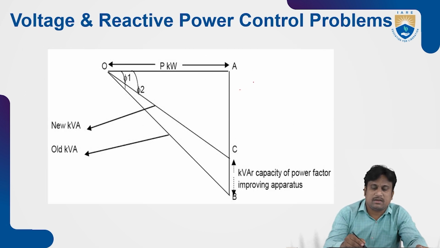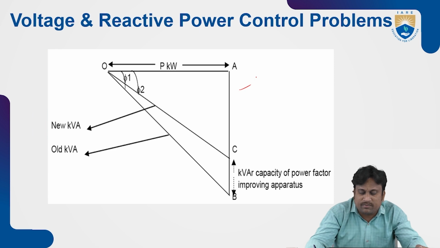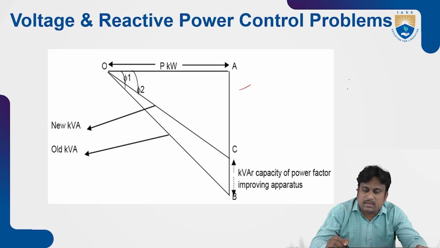This diagram describes the kVAR capacity of the power factor improving apparatus and how the old kVA and new kVA compare with respect to the real power. Here the power triangle is drawn as triangle OAB. Internally it has another triangle, OAC also. So these are the two triangles.